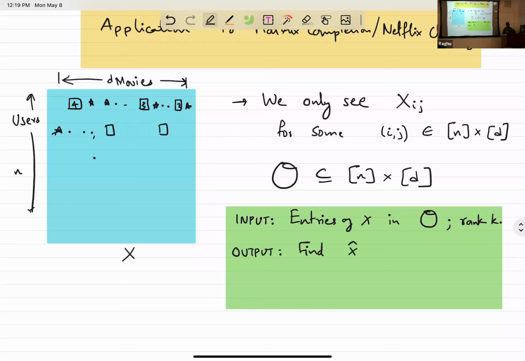And the output is we want some X hat, that's our approximation. We want it to be of rank at most K. But what should it optimize? What's the simplest thing we can do? Well, we only see the observed entries. So what can we try? Maybe just try to approximate the observed entries, right? That's it. I don't know what the missing entries are, but I'm just trying to find the best low rank matrix which minimizes the error in the entries that I see.